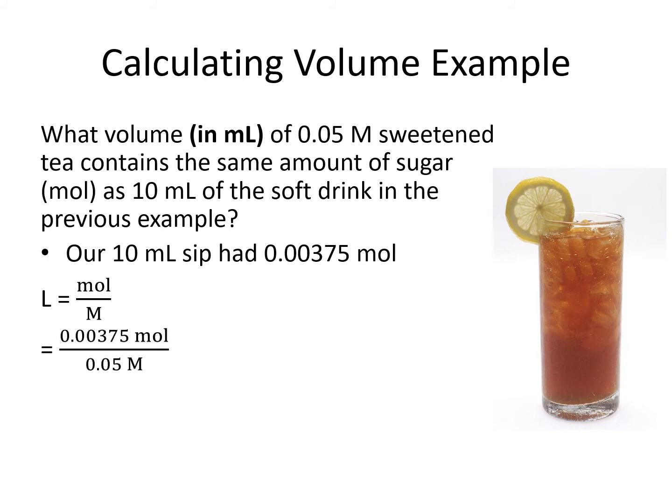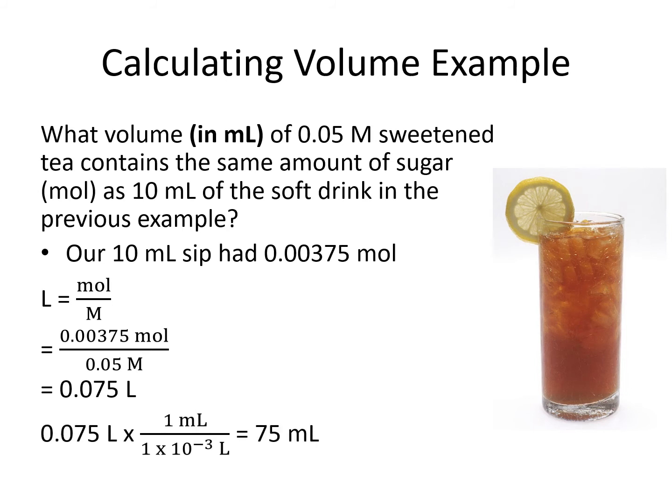We plug in our moles, that's 0.00375. We plug in our molarity, which is 0.05 molar for the sweet tea. And so that tells us our volume that we're allowed to drink is 0.075 liters. Now the question is asking us what volume in milliliters has that same amount of sugar. So we change our liters into milliliters by dividing by 10 to the minus 3. And that gives us 75 milliliters.